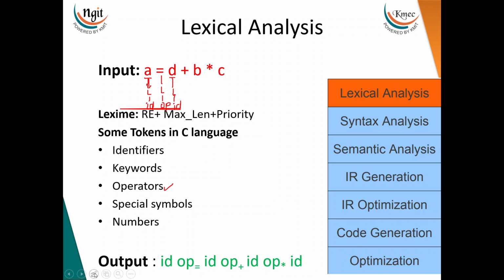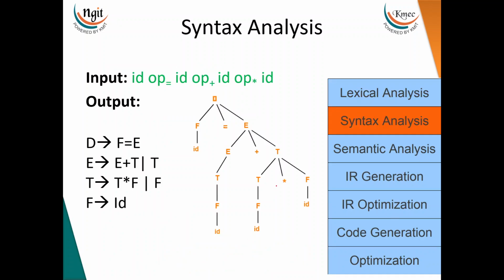So A equals D plus B star C will be treated as ID operator, ID operator, ID operator and ID. This will be converted into this stream of tokens. This is called the stream of tokens, and this will be given as input to the next phase of the compiler. What is it? Syntax analysis.